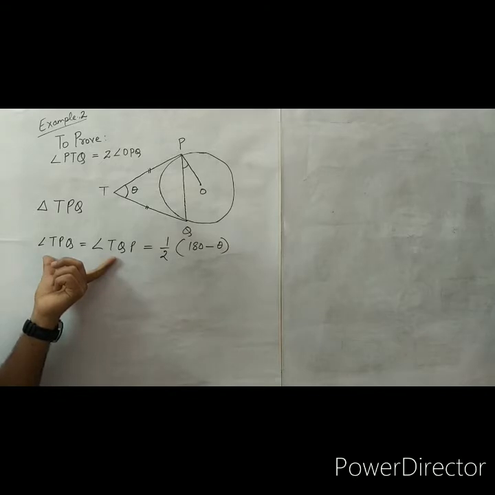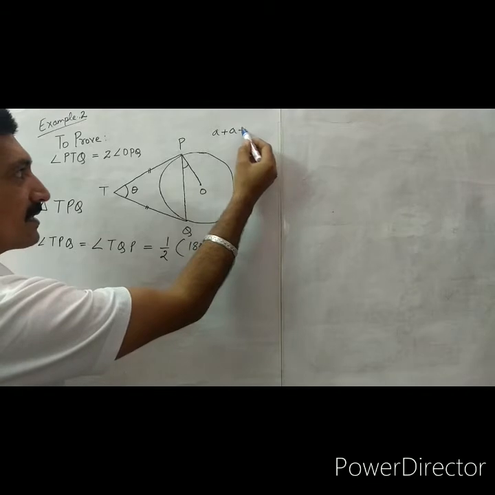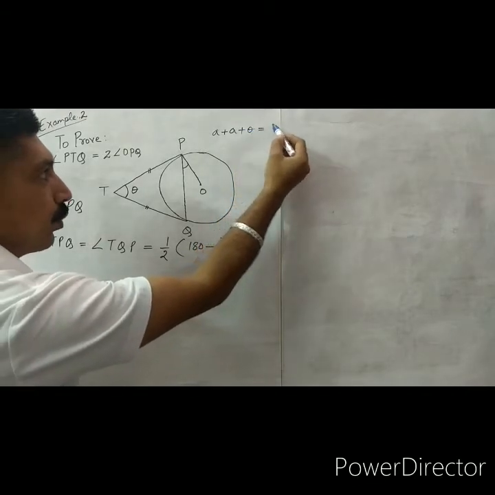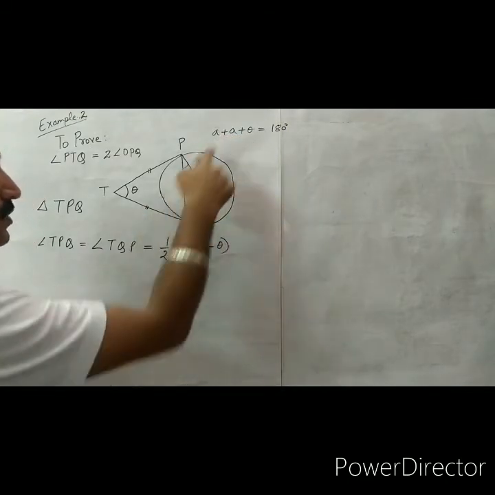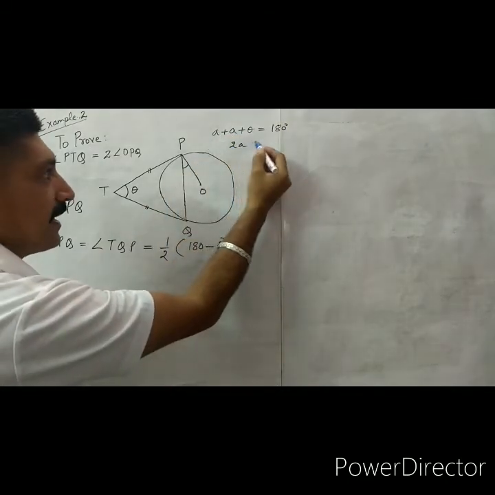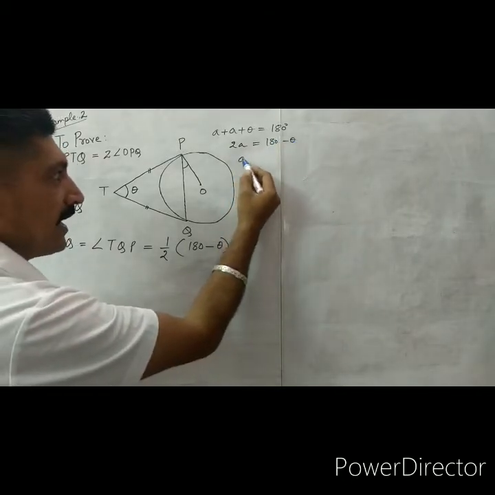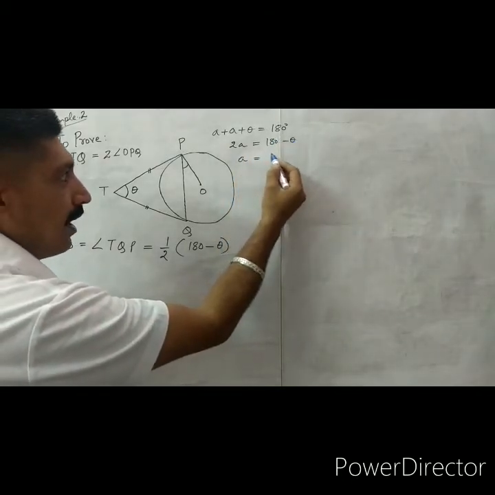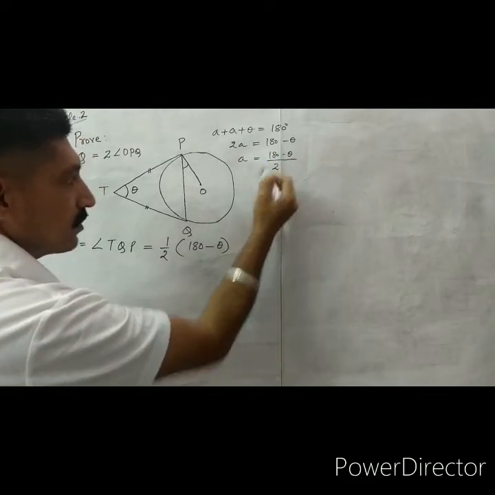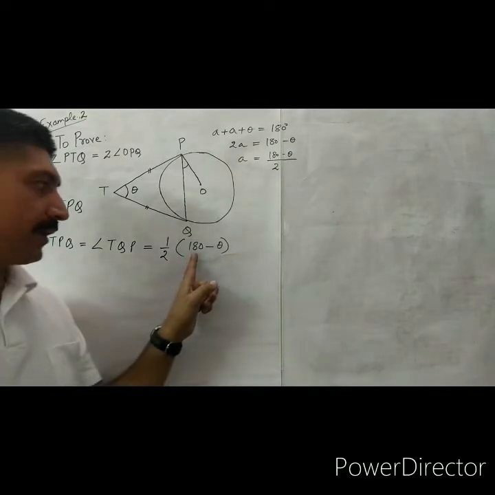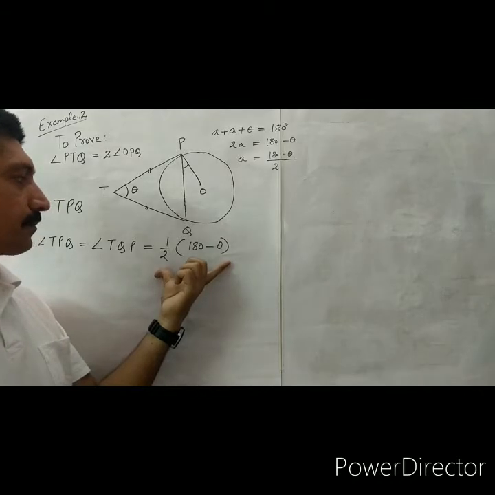Like if angle A plus A plus theta is equal to 180 degrees, so A plus A is 2A. So twice A is equal to 180 minus theta. So A here is equal to half of 180 minus theta, that is 1 by 2 into (180 minus theta). I hope this step is very much clear.